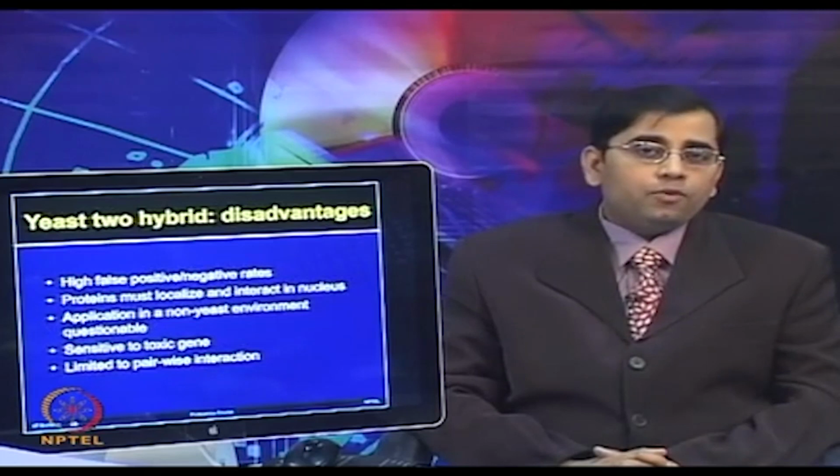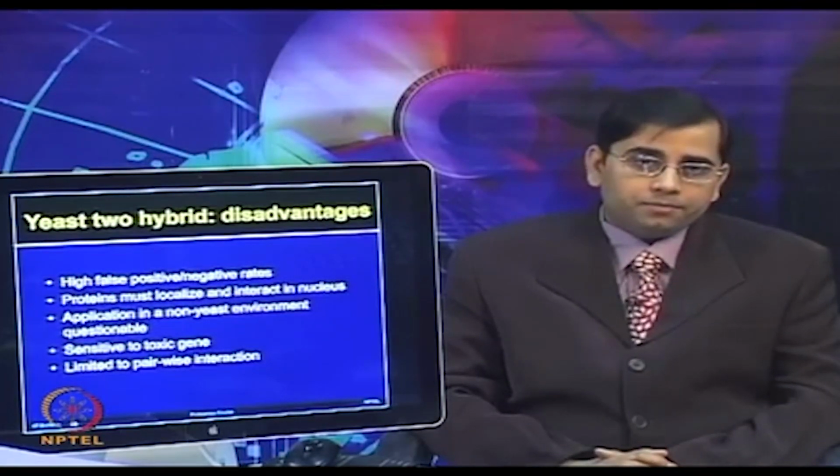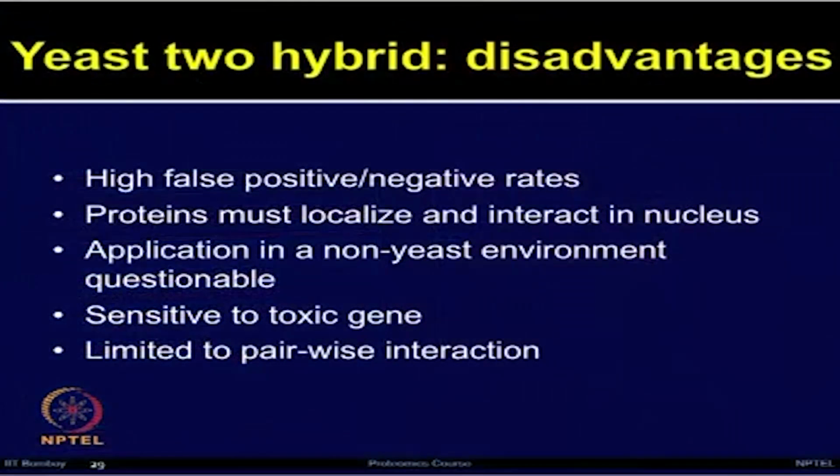What are different disadvantages of using yeast two-hybrid system? It provides very high false positive and negative rates. So, high false positive rate has been one of the major limitations of this approach. The proteins must localize and interact in the nucleus. So, that is the limitation of the approach, because it is restricted to the binary interactions, or if you compare with the immunoprecipitation, the complexes cannot be formed.